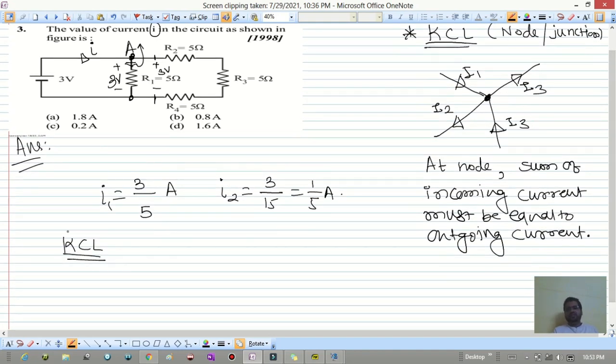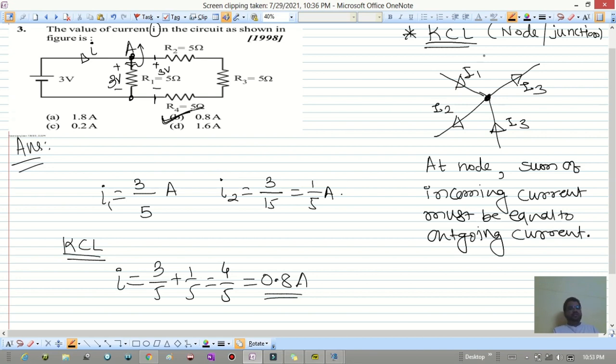So over here, by Kirchhoff's current law, the incoming current I is equal to the outgoing current I1 plus I2, that is 3 by 5 plus 1 by 5, which is equal to 4 by 5. If you just solve this, you will get 0.8 ampere. And as you can see, this is given in option B. So I hope this is clear.